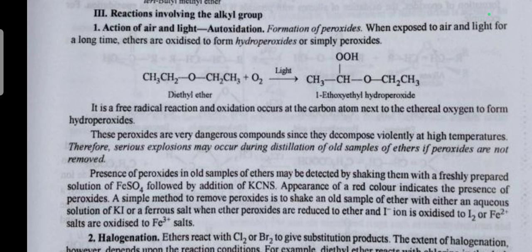The presence of peroxide in old samples of ethers may be detected by shaking them with a freshly prepared solution of FeSO4, followed by addition of KCNS. Appearance of a red color indicates the presence of peroxides. A simple method to remove peroxide is to shake an old sample of ether with either an aqueous solution of KI or ferrous sulfate, when ether peroxides are reduced to ether. The I⁻ ion is oxidized to I2 or Fe2+ salts are oxidized to Fe3+ salts.